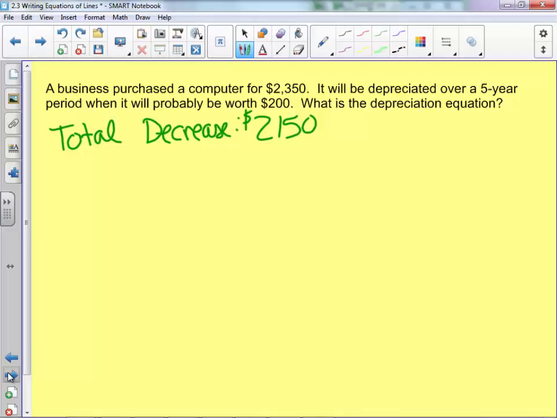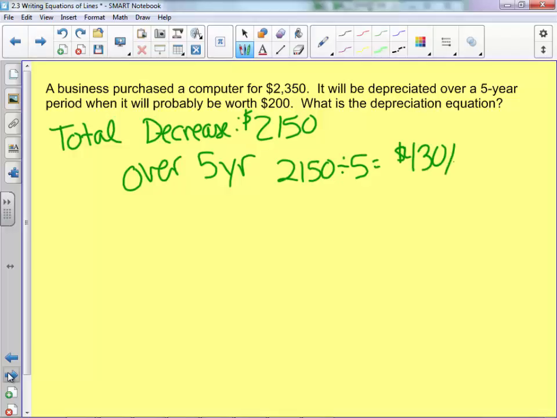But we know this happened over 5 years. So to figure out how much it went down each year, just divide this 2,150 divided by 5 years, so we get $430 per year that it went down.